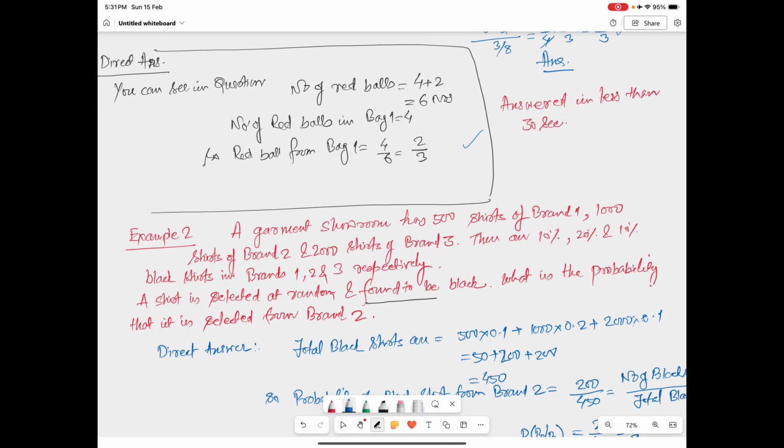A garment showroom has 500 shirts of brand 1, 1000 shirts of brand 2 and 2000 shirts of brand 3.